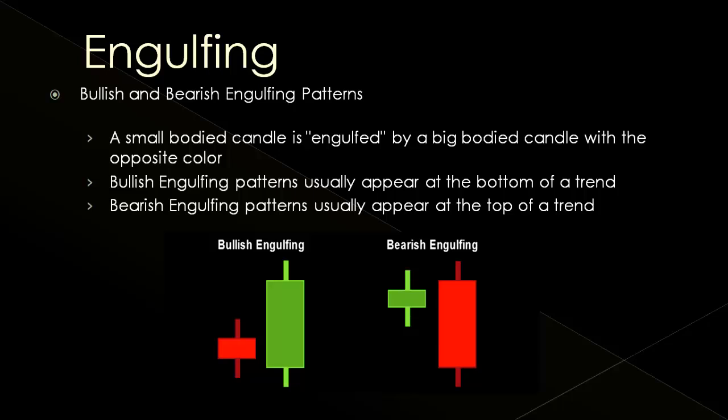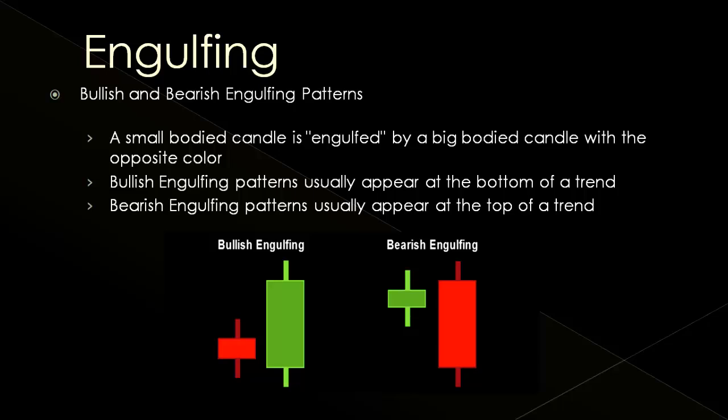An engulfing pattern occurs when a small-bodied candle is engulfed by a big-bodied candle with the opposite color. Bullish engulfing patterns usually appear at the bottom of a trend, while bearish engulfing patterns usually appear at the top of a trend. On the image on the screen, you can see that we have a bullish engulfing pattern on the left-hand side. You'll notice that we have a small-bodied bearish candle on the left, and it is followed by a much larger bullish candle. The pattern is complete once the bullish candle has formed.